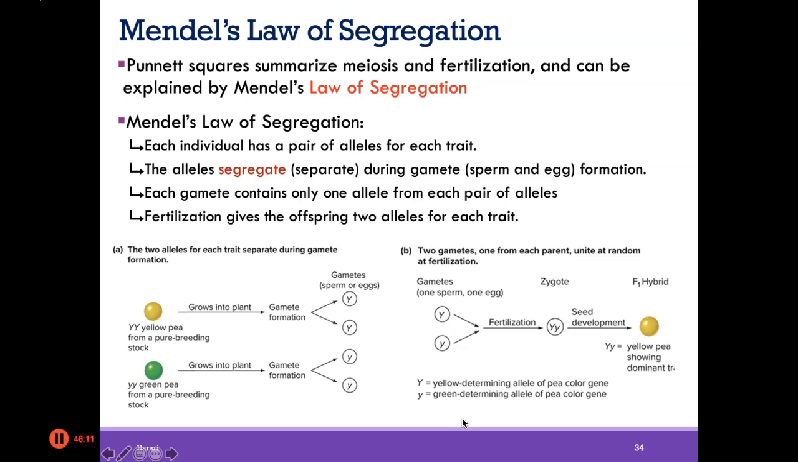It says that even right now, this plant, big Y, little y, according to the law of segregation, can make either big Y gametes or little y gametes, and the big Y and the little y can segregate. Right?